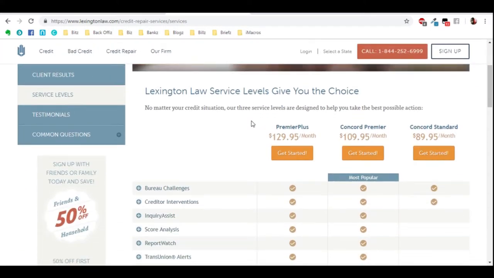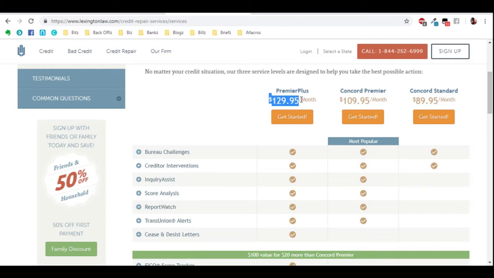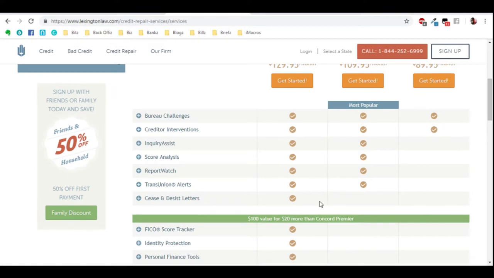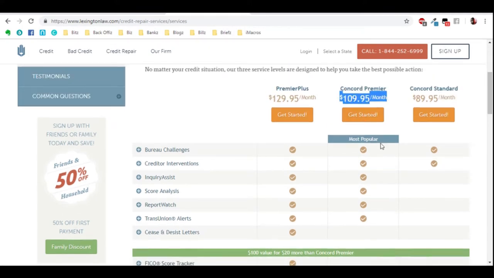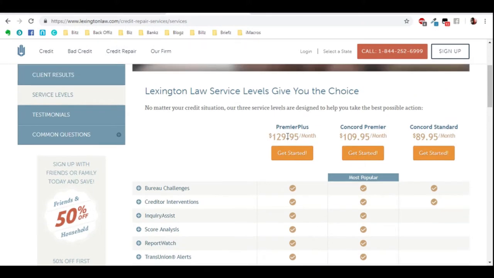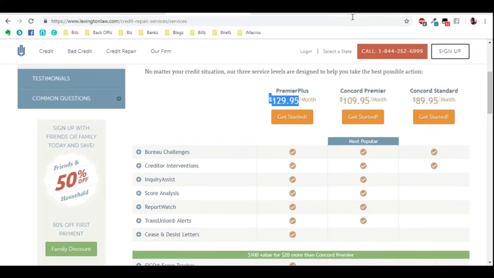So they actually have a service where it says credit bureau challenges. Okay, so they actually do the dispute letters. Looks like $129 a month for their Premier Plus to get the FICO score tracker, the identity theft protection, personal finance tools. That's not included in the one for $109. As you can see, this is their most popular for $109, but they don't get the FICO score tracker. And it's only $20 difference. So, okay, $129 a month, you can get everything that would be compared in Novae Money.